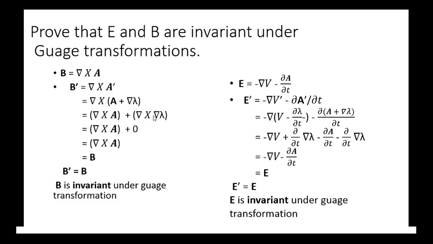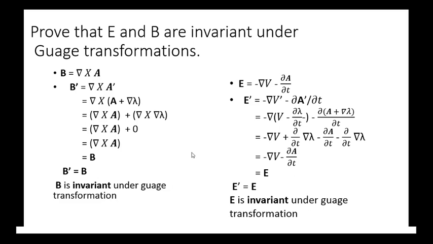Now what is this term? This term is curl of a gradient of a function, that is equal to curl of gradient of a scalar function is equal to 0. So what you will get? It is del cross A, that is B itself. So B dash is equal to B. So even though you have changed A as A plus del lambda, you got B dash as B itself. That means B is invariant under gauge transformation.